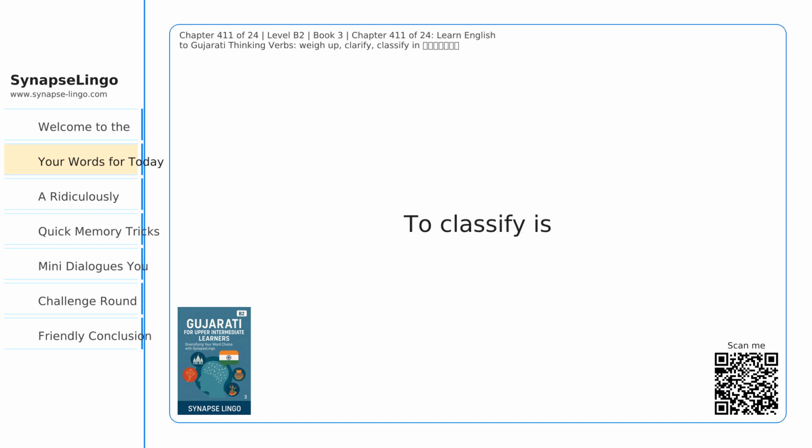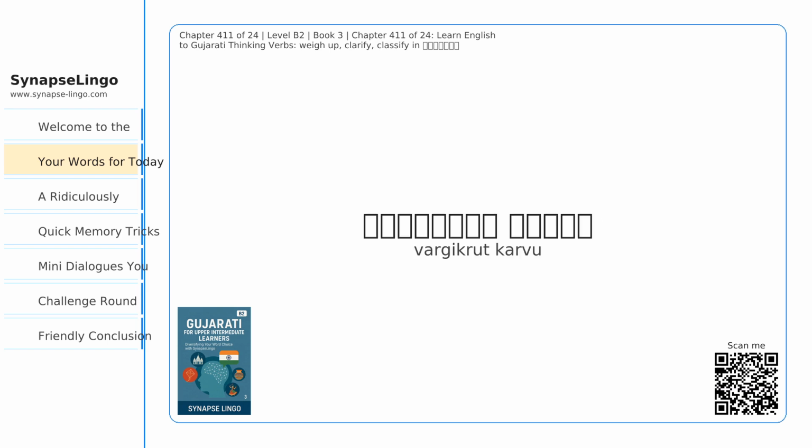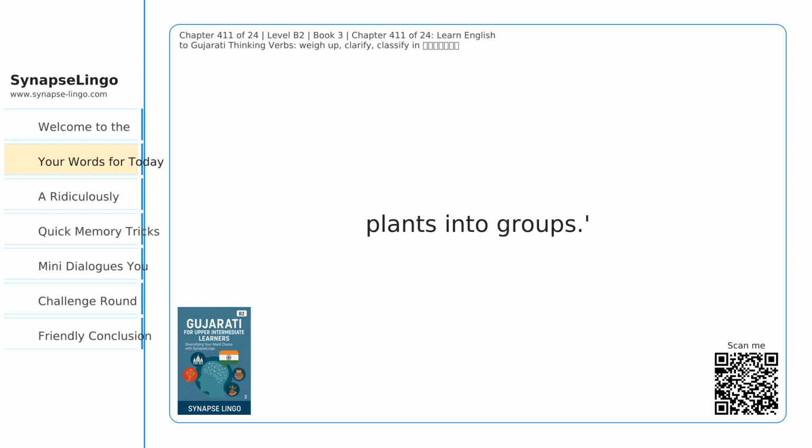To classify is વર્ગીકૃત કરવું. Example. Scientists વર્ગીકૃત કરવું plants into groups. To derive is ઉત્તરિત કરવું. Example. We can ઉત્તરિત કરવું the rule from this example.